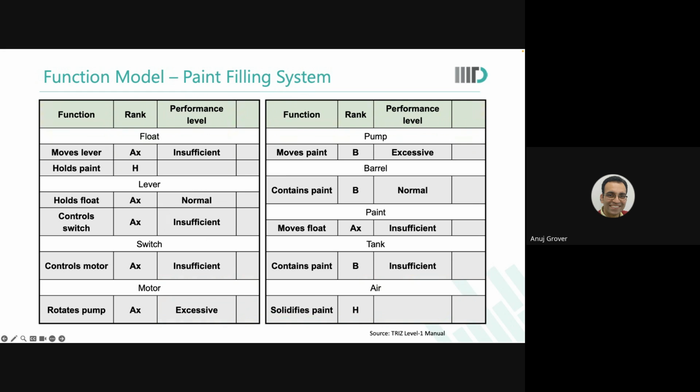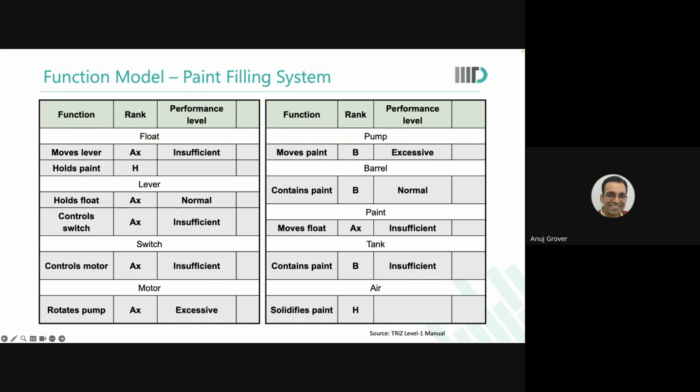How many of you have identified holding paint as a function, and a harmful function like that? For the float, I'm saying. Paint and color are fine, but for the float, how many of you had put in a function that it holds the paint and therefore it is a harmful function? Because that is where the problem is coming from.